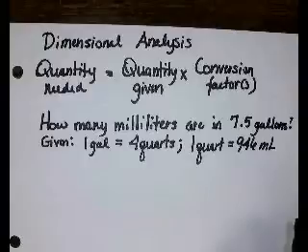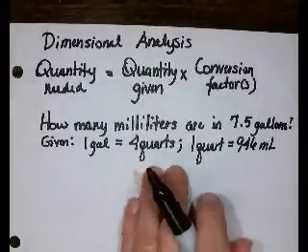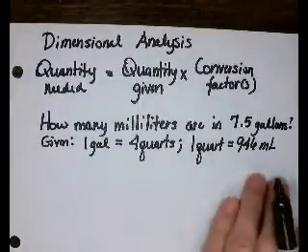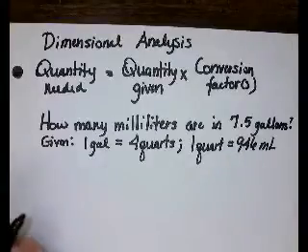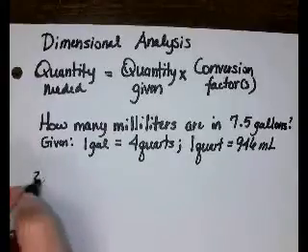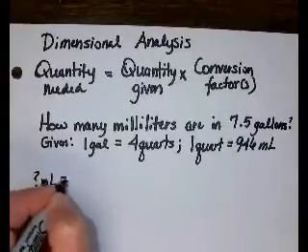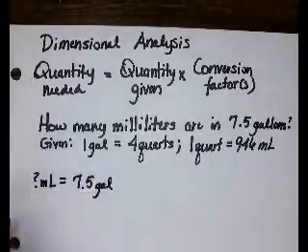So I am being asked to convert gallons to milliliters. I am given a couple of pieces of information. 1 gallon is equal to 4 quarts, and 1 quart is equal to 946 milliliters. So, I set up my problem by realizing that I am looking for milliliters, and I am given 7.5 gallons.